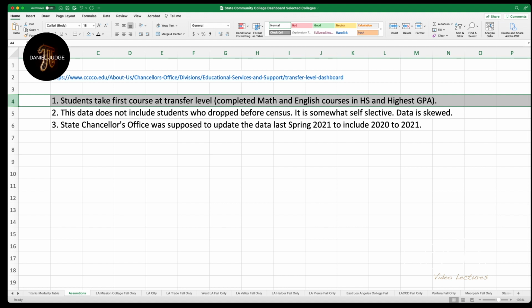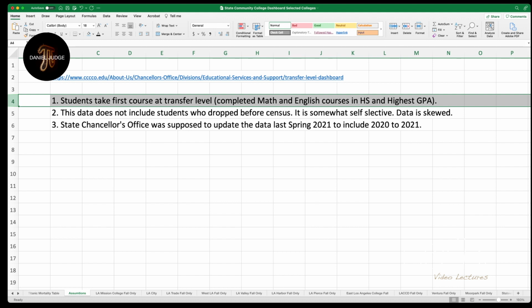And here's something you also want to know, which is interesting: those people who went straight to transfer, if you understand AB705, and very few people really do, that group of people were people who completed math and English courses in high school at a higher level. So that was part of the multiple measures, to include what you did in high school and to include the GPA. That's the multiple part for multiple measures. So this group is people who had the highest GPA and completed the most English and math courses.